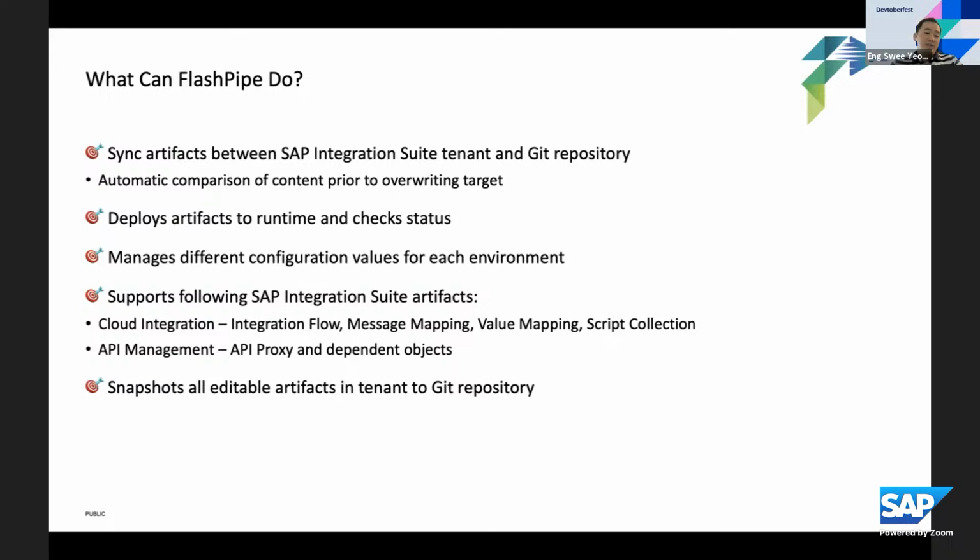One nice feature for FlashPipe that's provided by a community member is the ability to snapshot the entire tenant. All the editable artifacts in the tenant can be snapshotted from the tenant to the Git repository. This is quite handy for backing up all the custom development in a tenant.